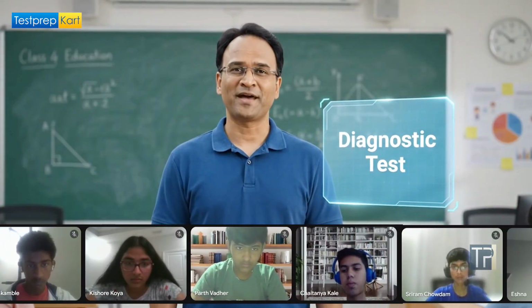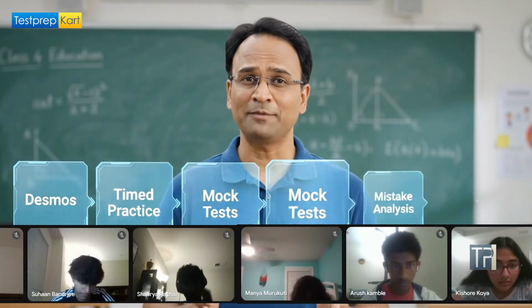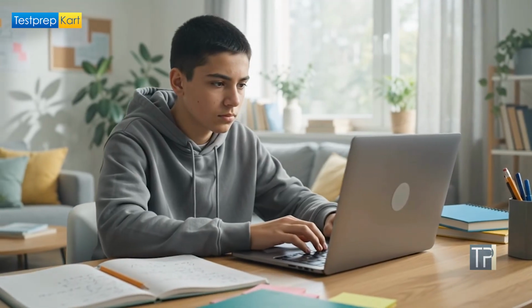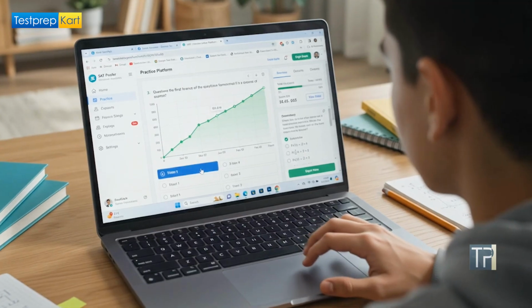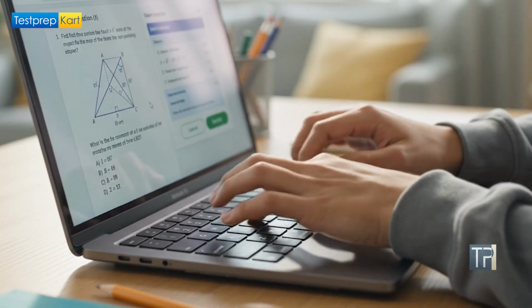The best way to prepare is simple. Start with a diagnostic test, master algebra first, then advanced math, solve timed questions, take mock tests, and analyze every mistake. Remember, SAT math is not just about formulas. It is about applying concepts correctly under time pressure.